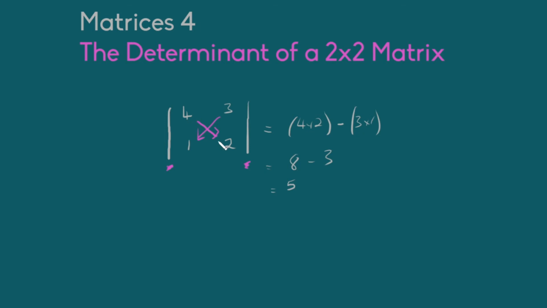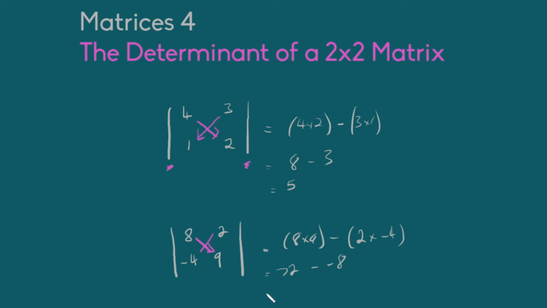So we go from top left to bottom right, multiply them together, and then we subtract the top right to bottom left. So let's get one more example just to nail this process down. Here we have maybe the absolute value of 8, 2, negative 4 and 9. When we try and do the determinant of this, it's going to give us 8 times 9 minus 2 times minus 4. And so we're going to end up with 72 minus 8, which gives us 80.